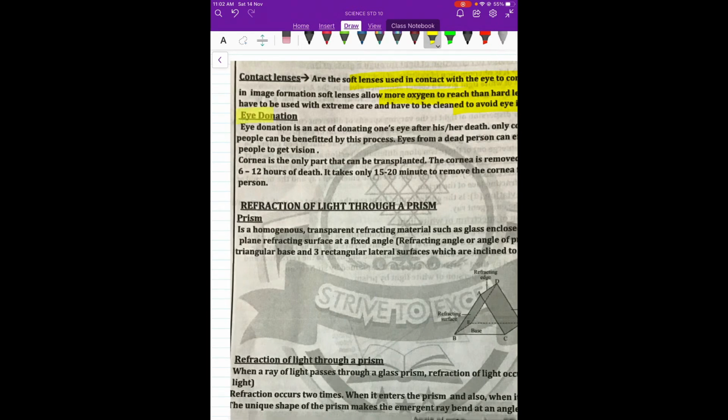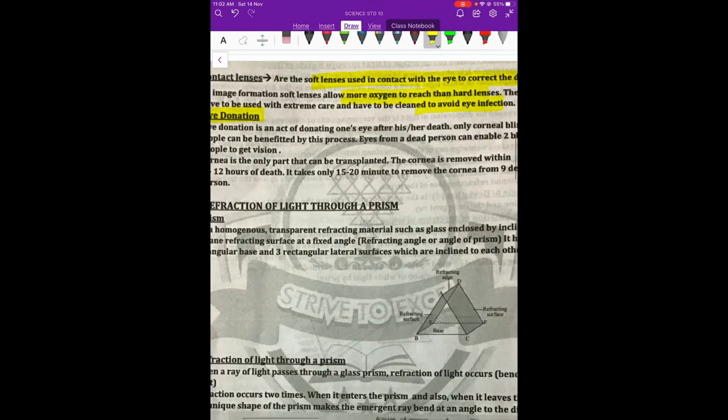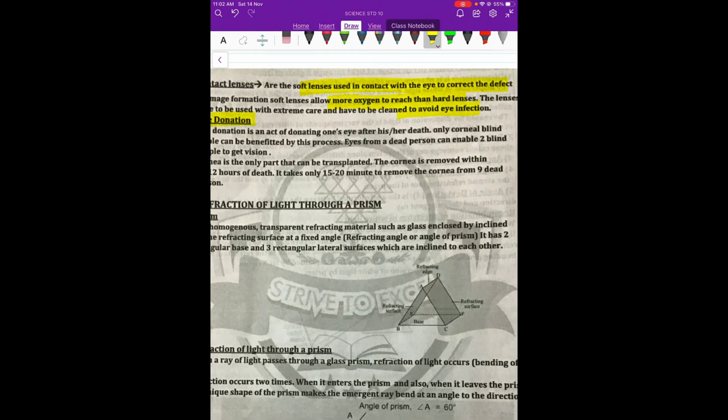So, we should know something about eye donation. What is an eye donation? It is a great dedication to mankind. A person can donate his eyes after his death to 2 people. This is a voluntary scheme, and many great people have done it as a part of charity. That is the biggest gift you can give to mankind.